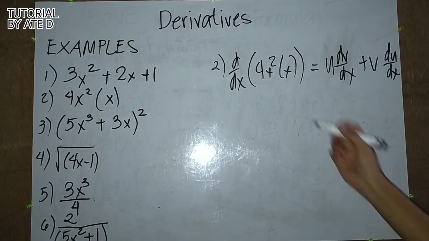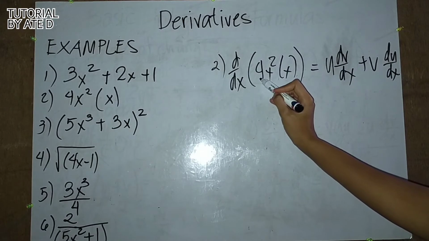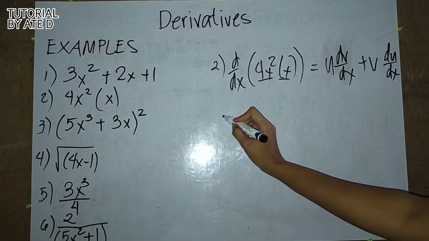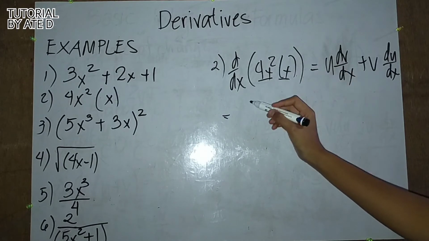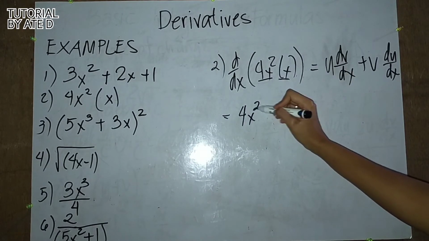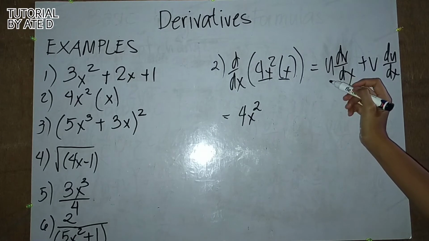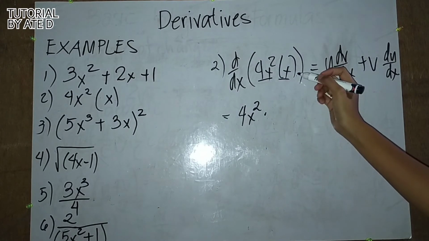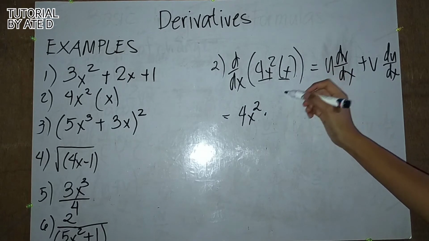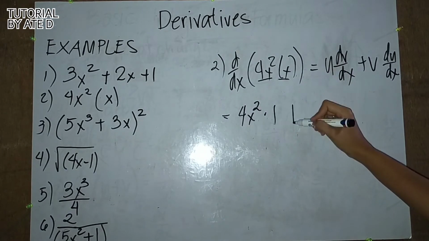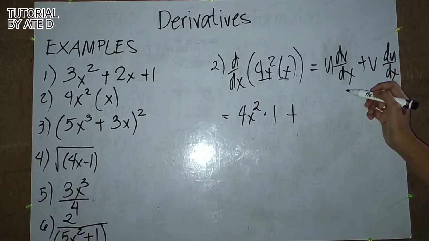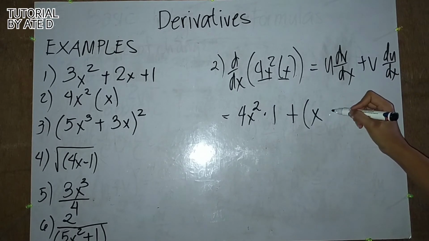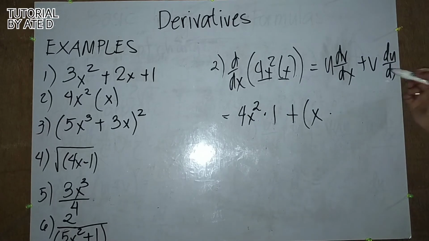So, ayan. Ito yung first term or ito yung first function tapos ito yung second. So, kokopyahin lang natin yung una, 4x squared. Tapos, kukunin natin yung derivative ng second one. Multiplied. So, ang derivative ng pangalawang function is 1. Plus, kokopyahin natin yung pangalawang function, which is x. Tapos, imumultiply yung derivative ng naunang function.